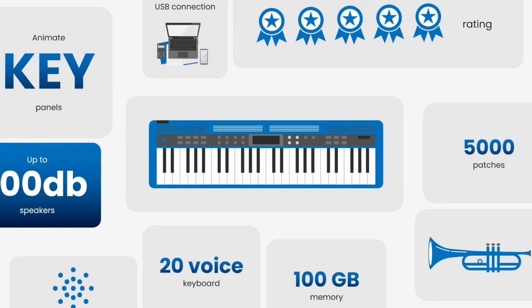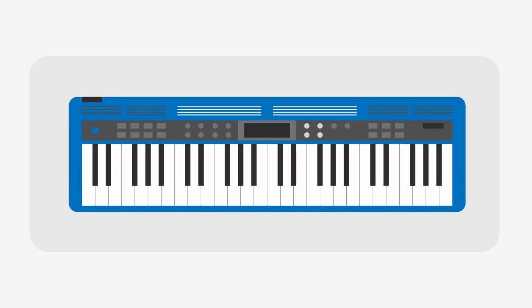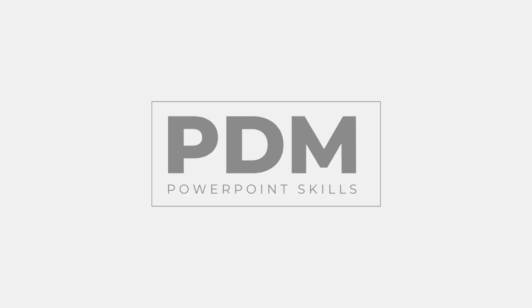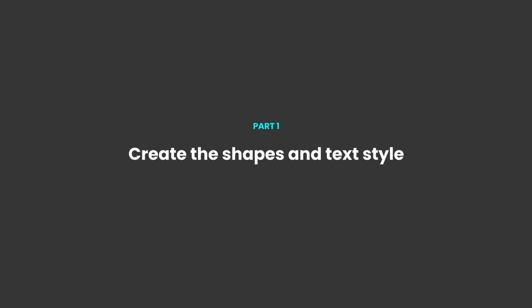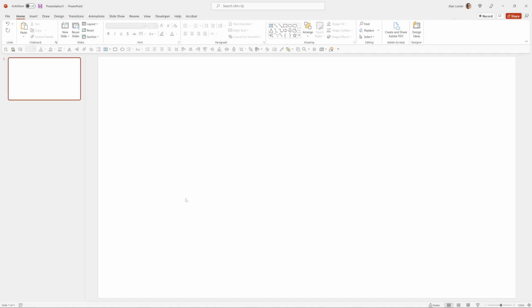In this short tutorial, I'm going to be showing you how you can create this Apple style info slide with animated panels. So let's jump straight into it. As usual, the first thing we'll do is go File, Blank Presentation, right click, Layout, Blank.